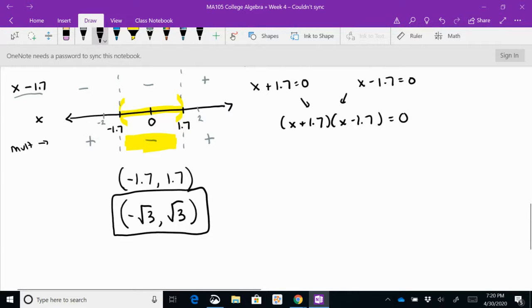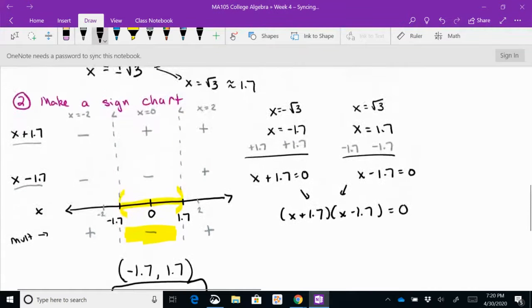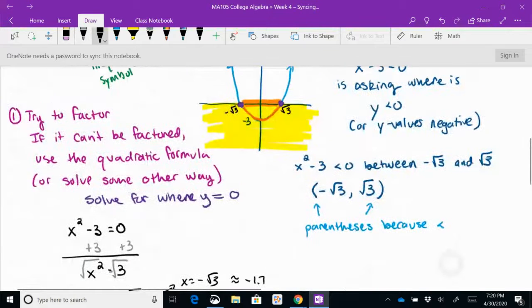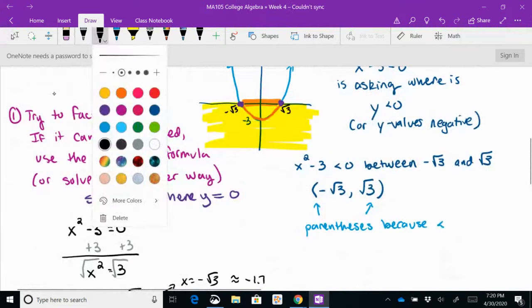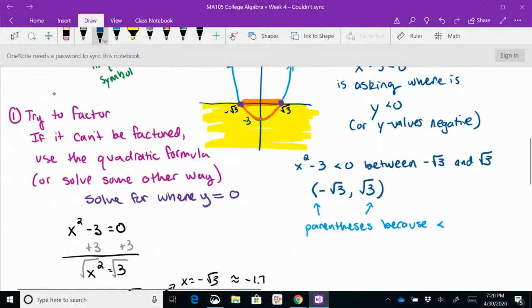And that matches with the answer we got when you look at the graph. When you look at the graph, we found where it was equal to 0. And then on that graph, the parts that are below 0 on the y-axis are between those two areas.